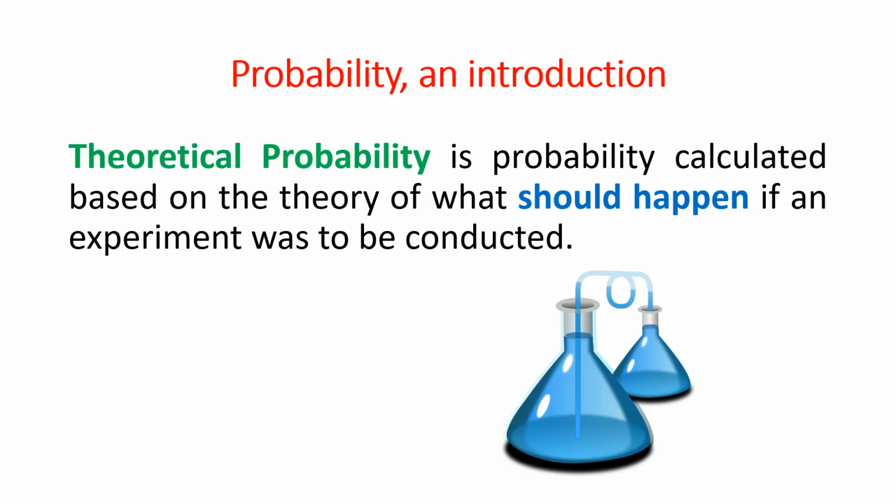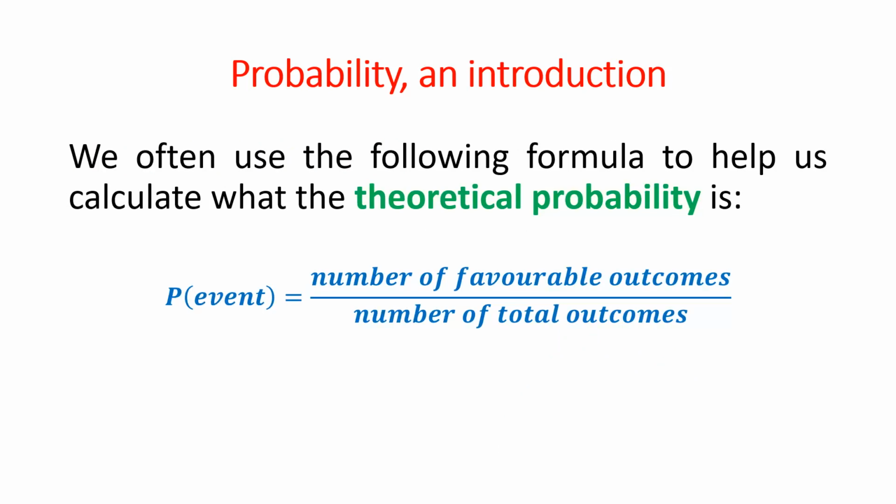Theoretical probability is probability calculated based on the theory of what should happen if an experiment was to be conducted. We often use the following formula to help us calculate what the theoretical probability is. The probability of an event is equal to the number of favourable outcomes divided by the number of total outcomes.